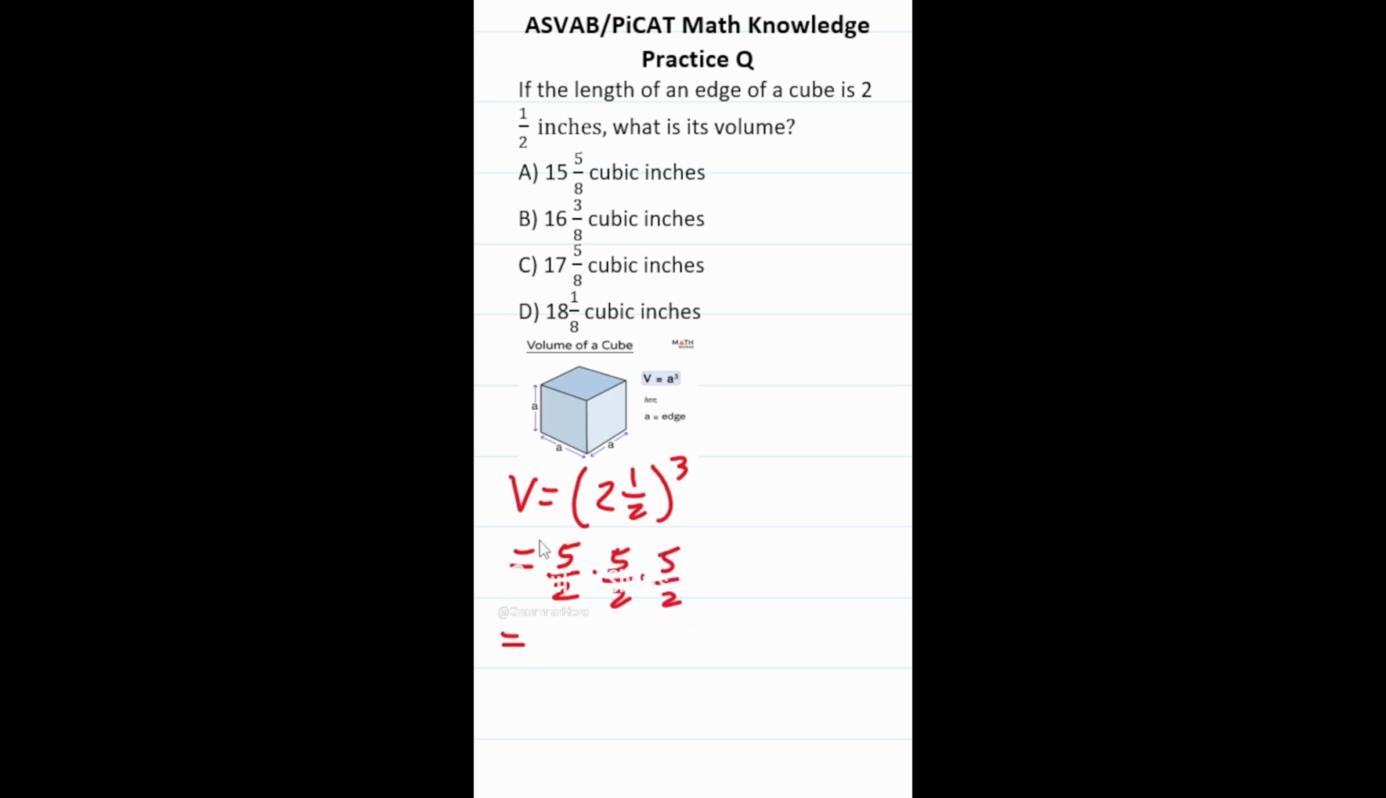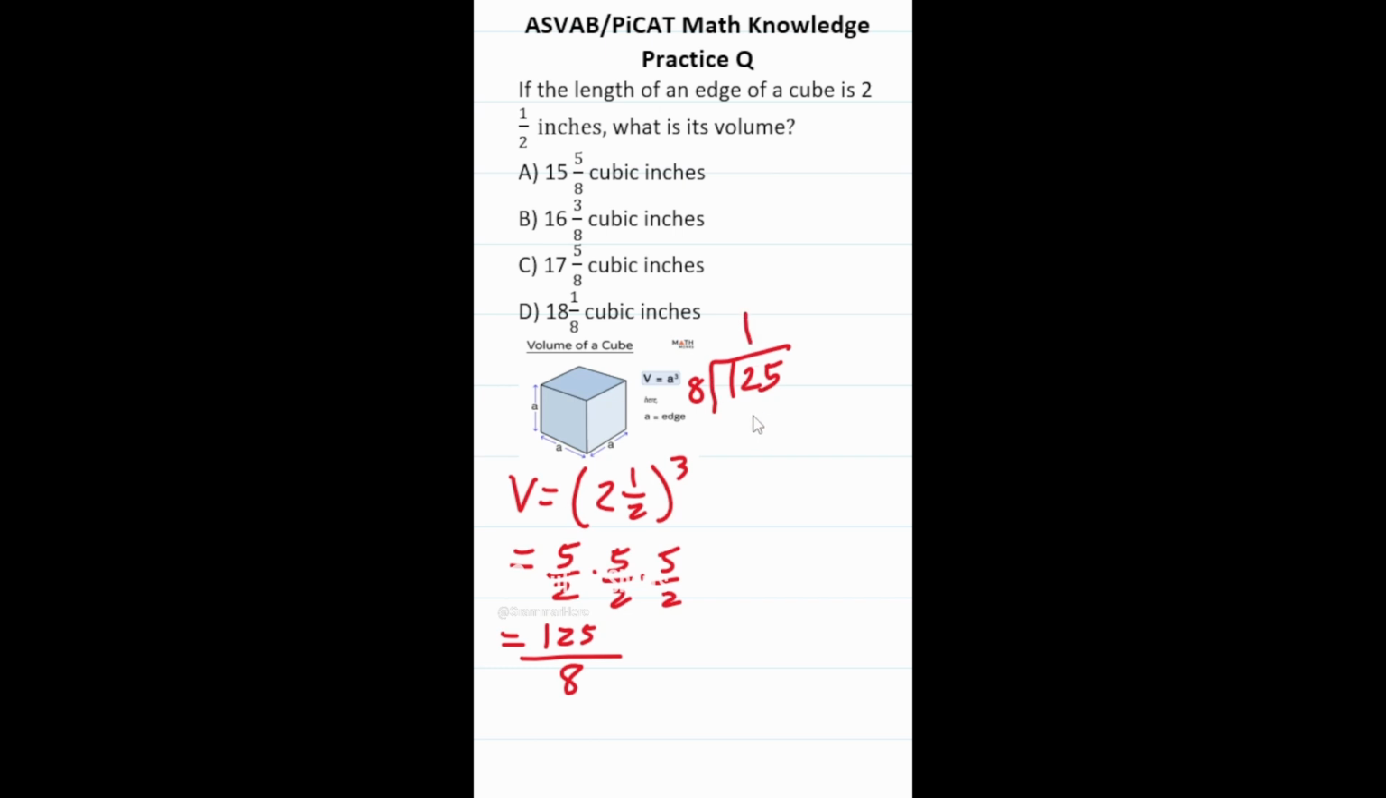When you multiply fractions, you just multiply straight across. 5 times 5, in other words, is 25 times 5 is 125. 2 times 2 is 4 times 2 is 8. Now to get our answer, we've got to convert this improper fraction back to a mixed number. We do that via long division.